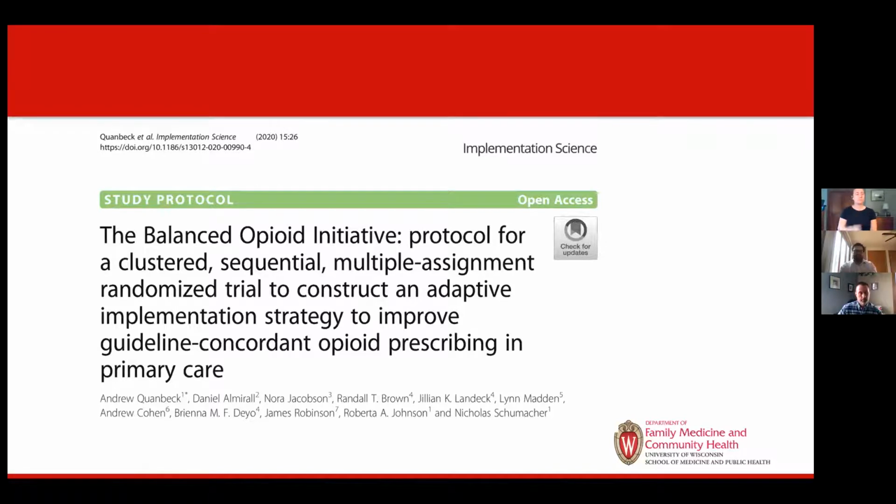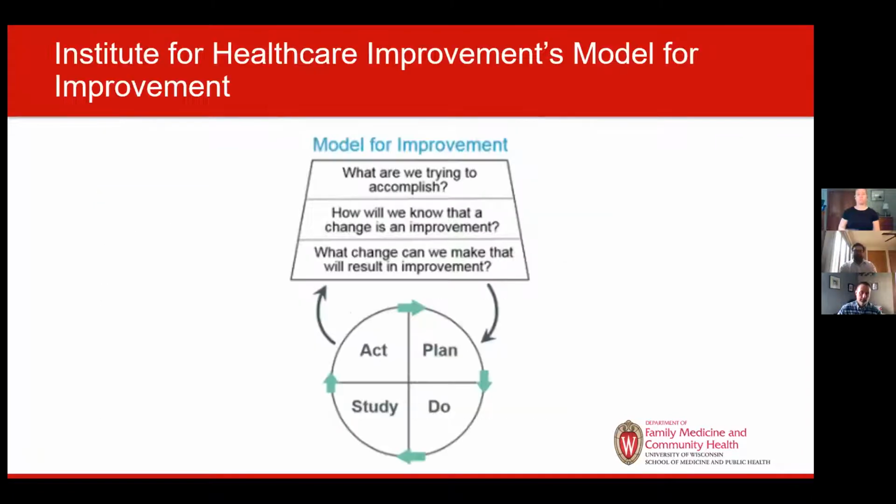So the topic that we're going to focus on is opioid prescribing in primary care settings. If you've been paying attention to the media at all, you've no doubt heard about the problem of opioids. So I'm not going to spend a lot of time talking about that. You can read more about our work in this paper, which I did link to in the chat earlier, which describes the problems of opioid prescribing and our study design that we're using to address this issue. Next slide.